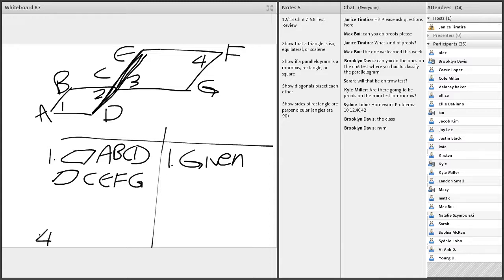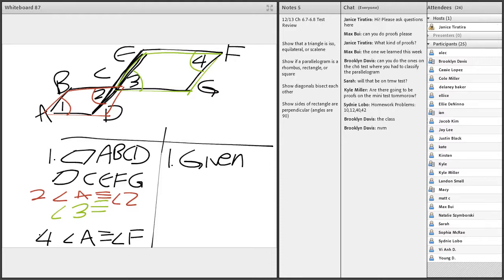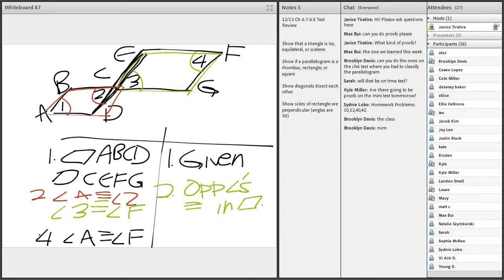So the two items are parallelograms, ABCD and CEFG, so given. And let's say we wanted to prove angle A is congruent to angle F. So what we know about parallelograms, since ABCD is a parallelogram, we know opposite angles are congruent. So we could say angle A is congruent to angle 2. And also in the bigger parallelogram, CEFG, we know 3 is congruent to F. So all of that information is due to the fact that opposite angles are congruent in a parallelogram. So you just want to state that in a parallelogram, that's one of the facts.